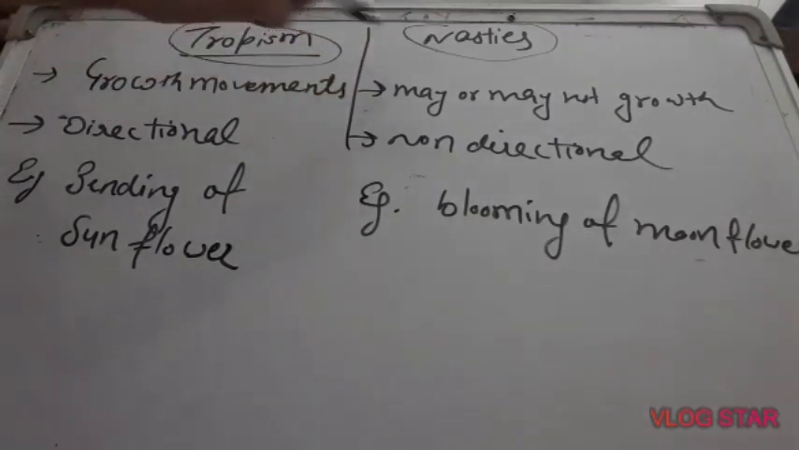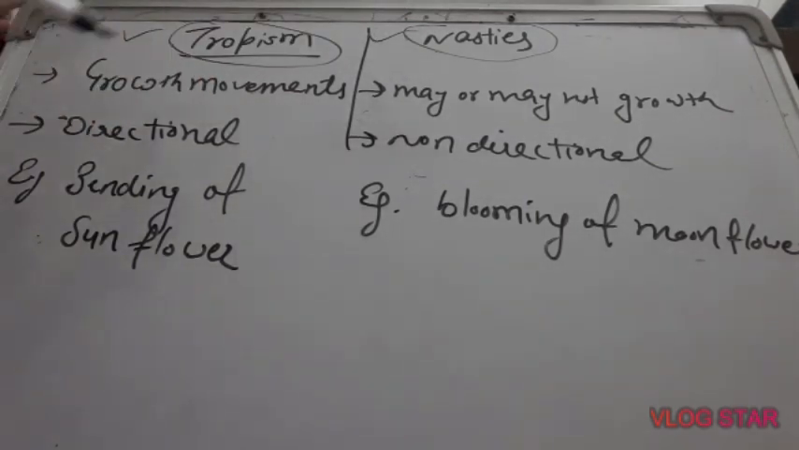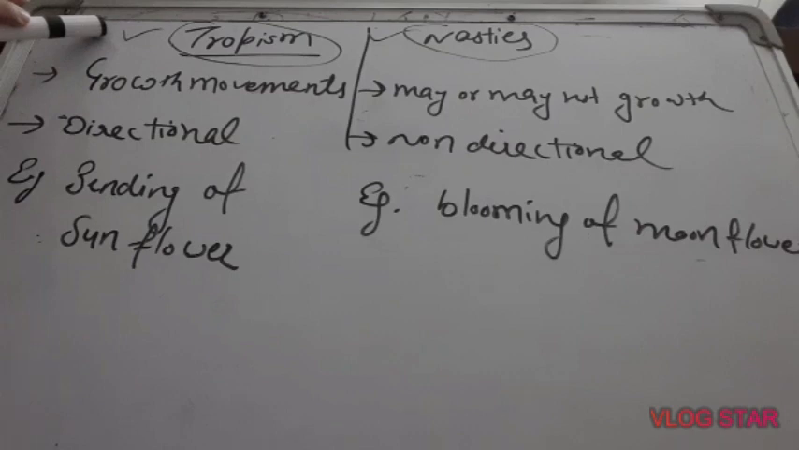First of all, to understand the difference, you must know what is tropic or tropism, or what is nasties or nastic movement. What is tropism? It is a movement of a plant part towards or away from the stimulus. We have discussed the stimulus and its types in the previous video. So tropism is movement of plant parts either towards or away from stimulus.